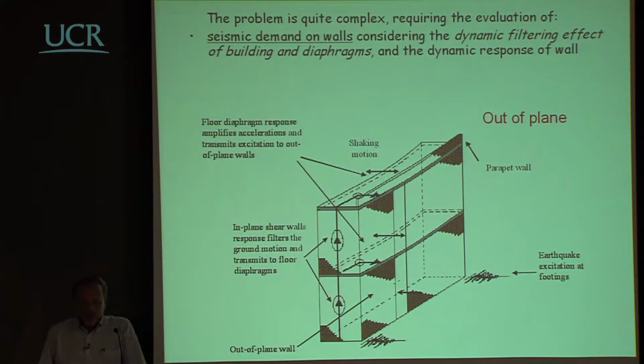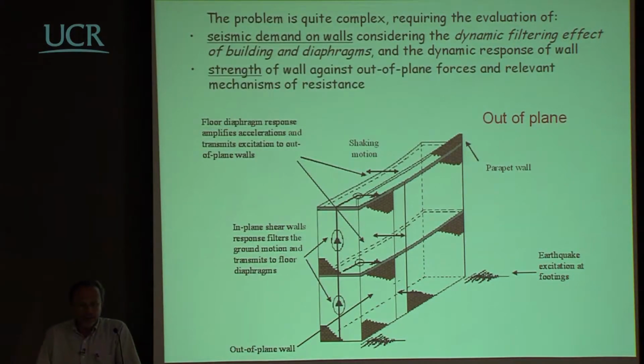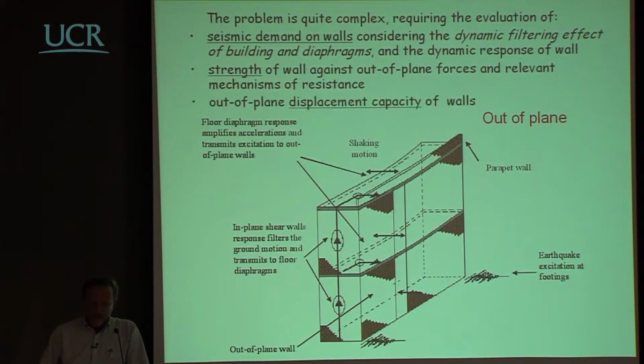So what we suggest to do in this case is to consider the seismic demand based on the filtering effect of the building and diaphragms, and to look at what happens in the out-of-plane direction, comparing the demand that will come from that excitation with the out-of-plane displacement capacity of the wall.